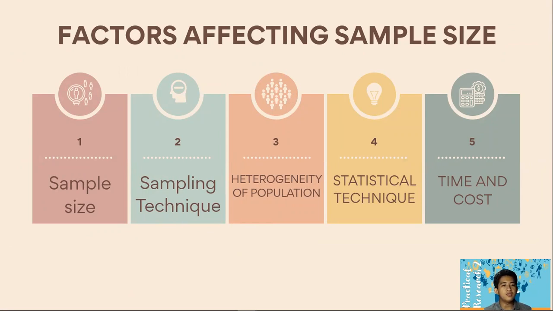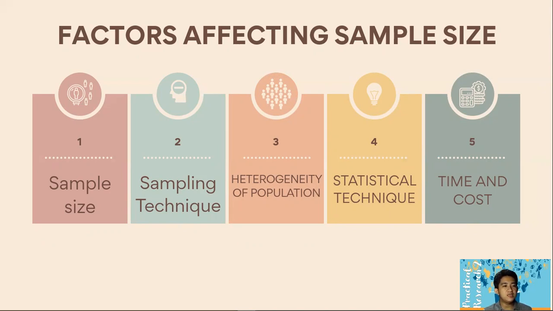Number 4, the statistical technique. And number 5, the time and cost. We need to identify these factors that we need to consider so that we are able to come up with the best procedure for our research.